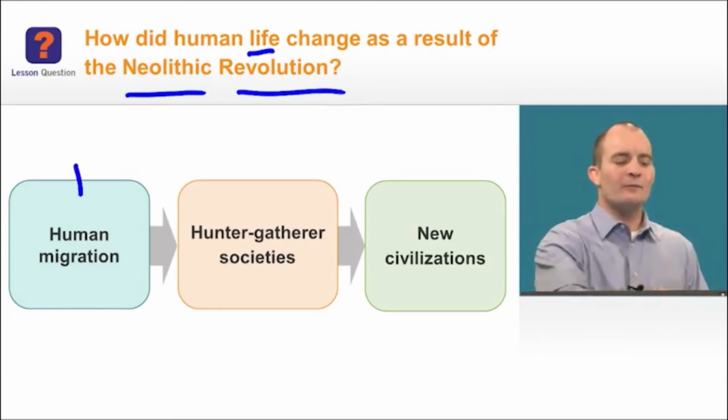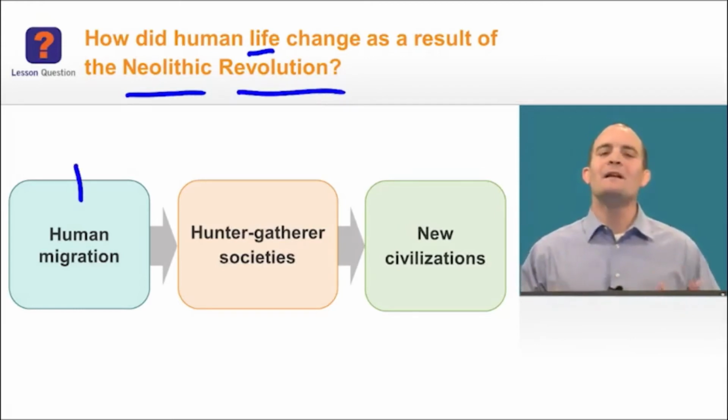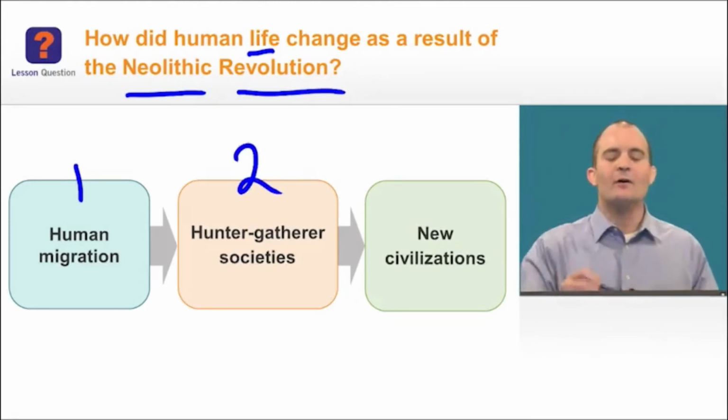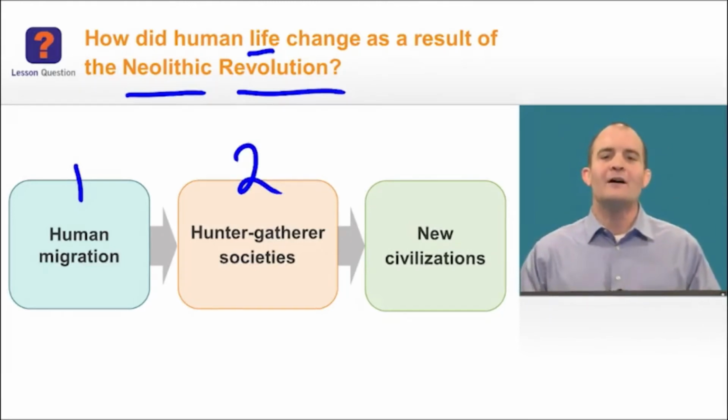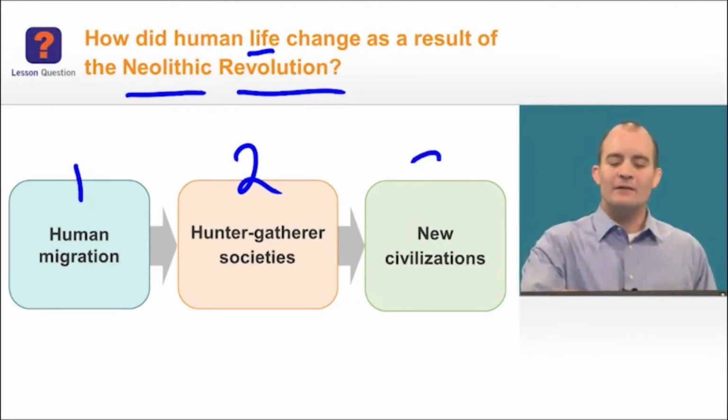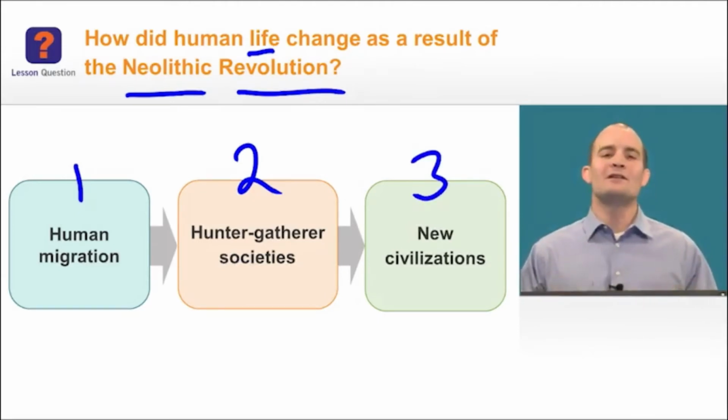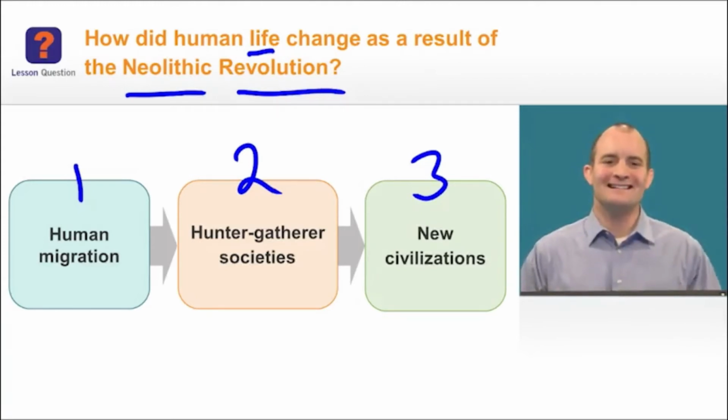Now, recall from the first part, we talked about human migration, how many scientists believe that life originated in Africa, and over thousands of years, humans migrated out of Africa and populated the rest of the world. And in the second part, we talked about hunter-gatherer societies, talking about what type of food these hunter-gatherers hunted, as well as what type of food they gathered. And we learned how geography played a very significant role in their life. Now, in this third part, we're going to be looking at the new civilizations that developed over thousands of years. So let's go ahead and get started with this third part.